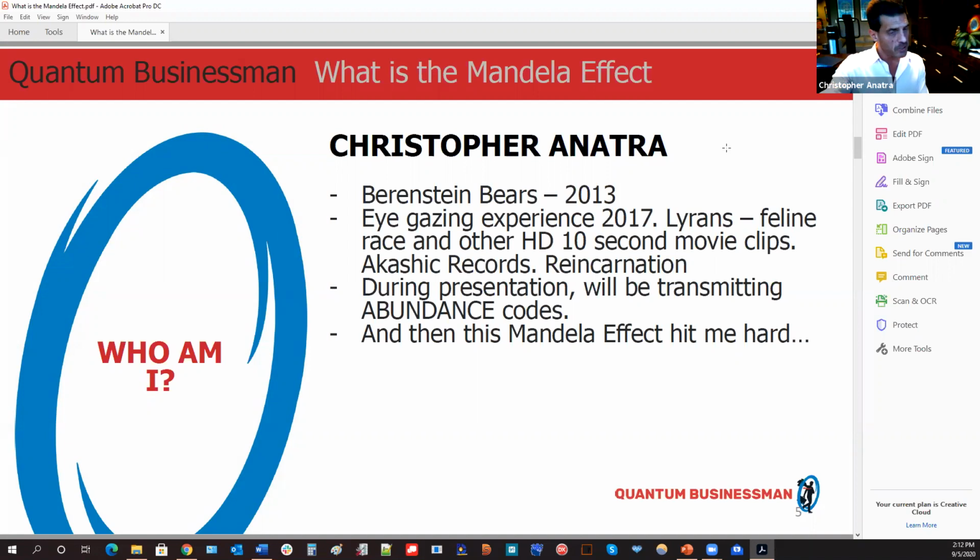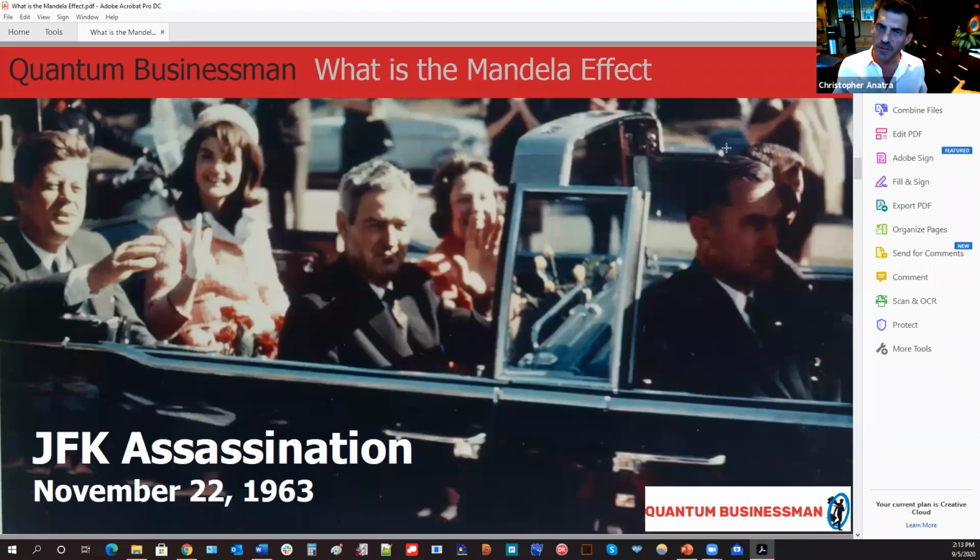Now, the slide I'm going to show you next was really the big one that got me. The JFK assassination. Okay, so if you look at this car right now, this is right before JFK was shot. You see 6 people in the car.